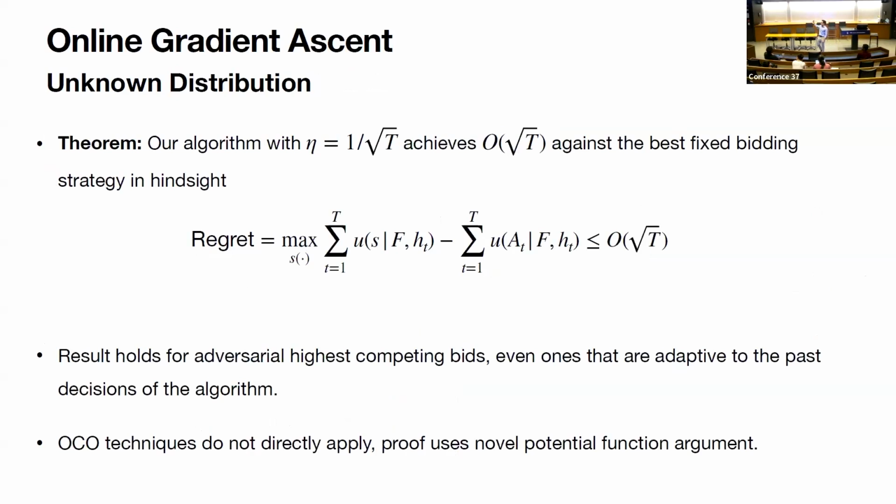Once again, all of these results hold even for adaptive adversaries. So if everyone is simultaneously running this algorithm, you also get square root T regret.